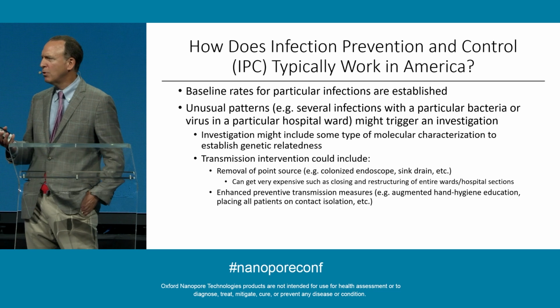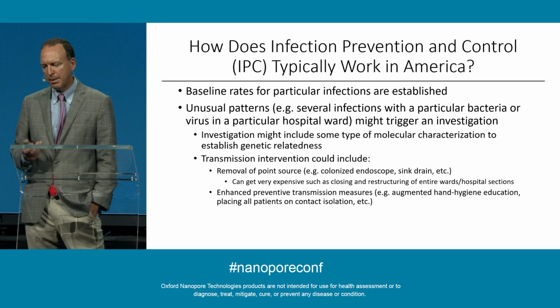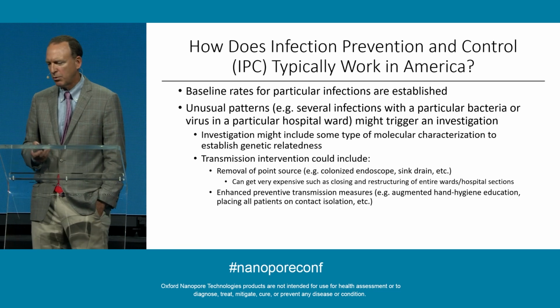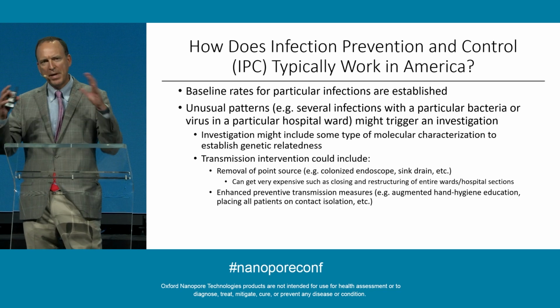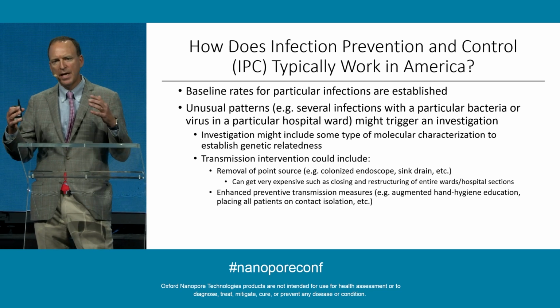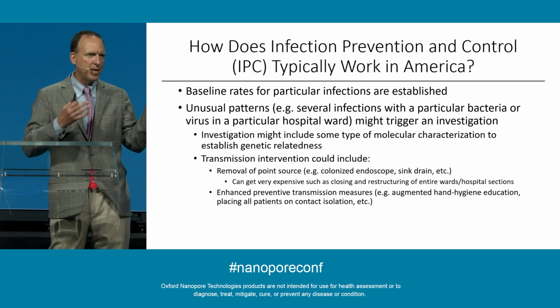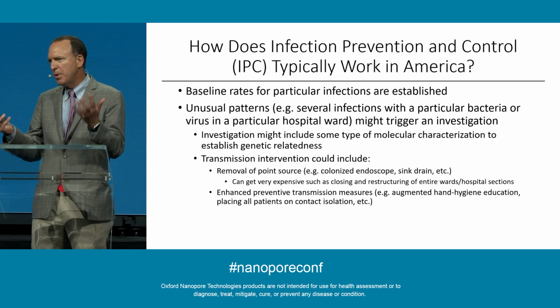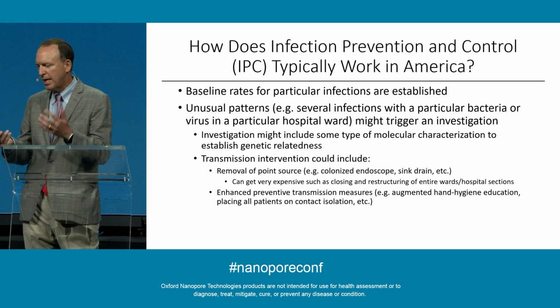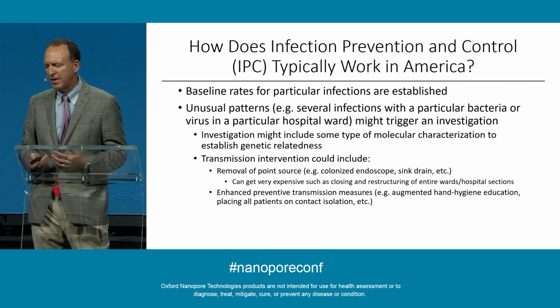So how does typical infection prevention and control work in America? And this is true basically of all Western Europe as well. Basically, you've got baseline rates for particular infections, and then they look to say, oh, we had more than this kind of baseline rate. Maybe we had a cluster of disease in one area, and this might trigger an investigation.